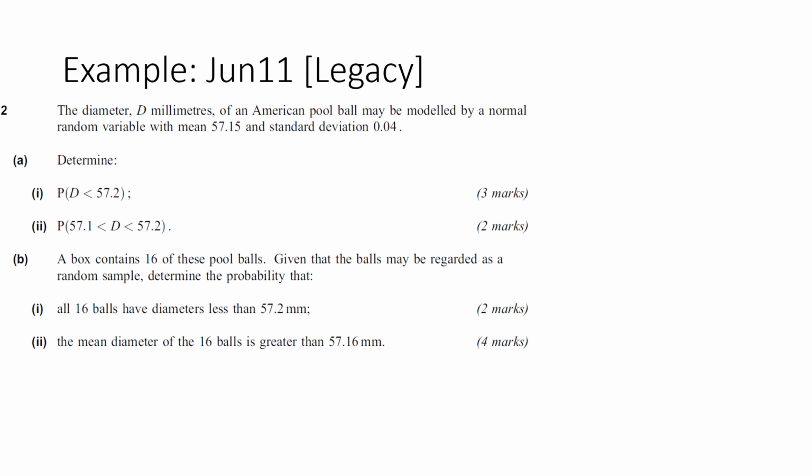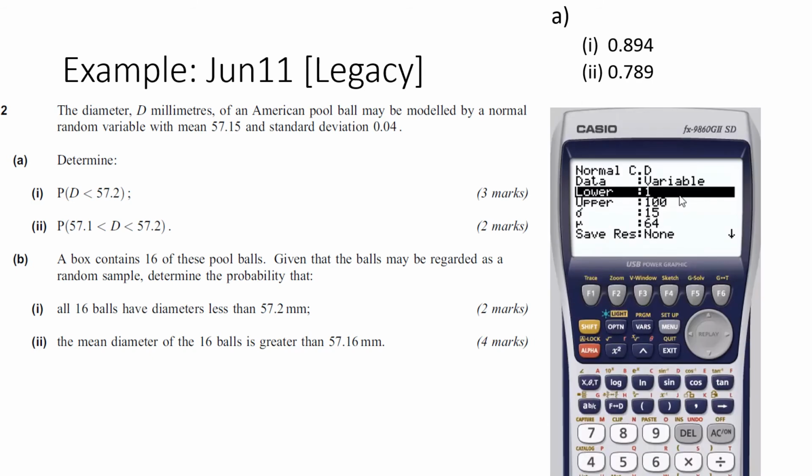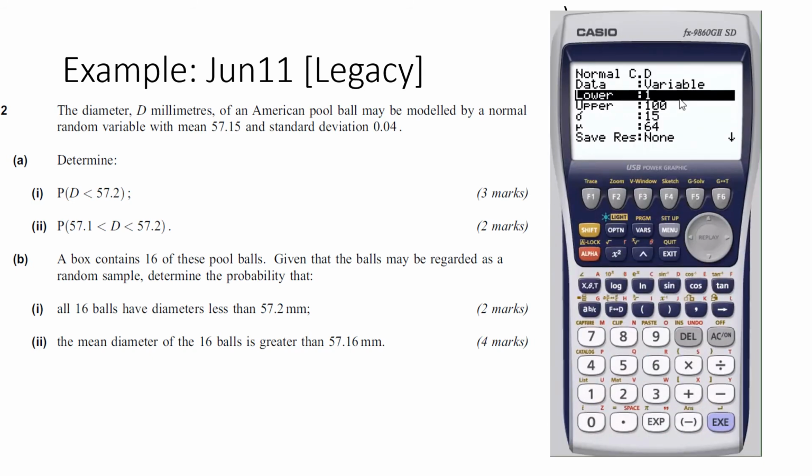Mean 57.15 goes as a mu, sigma 0.04. So if we go NCD, and we type into our calculator a lower of minus 1 times 10 to the 10, because 57.2 will be our upper, we're going to type in sigma 0.04 and then mu 57.15. So you make sure you type them the right way around. So 0.894 for part 1.